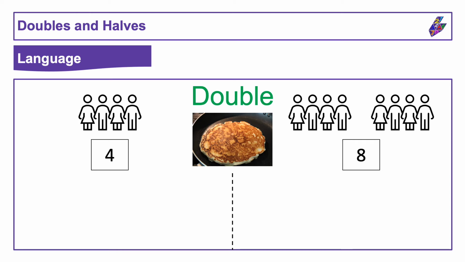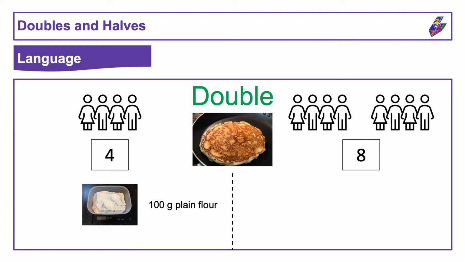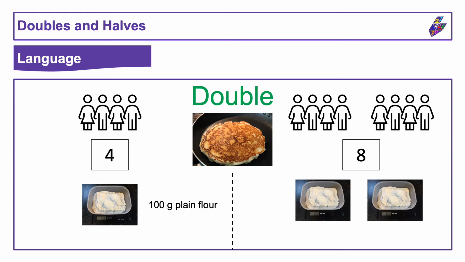So if you want to make pancakes for 8 people, which is double the number of people, you'll need double the amount of ingredients. So instead of 100 grams of plain flour, you'll need double the amount, or twice as much. You'll need 2 lots of 100 grams of plain flour. So 100 grams plus 100 grams equals 200 grams. Or we can say that double 100 grams is 200 grams.